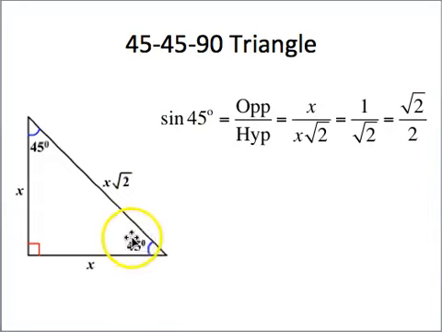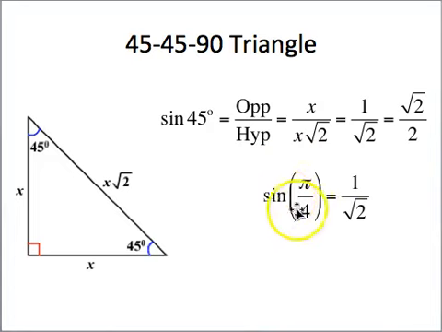So if we're going to use this 45, opposite over hypotenuse, x over x root 2, that becomes 1 over root 2, which is what I prefer, frankly. But if you rationalize the denominator, multiply the bottom by root 2 and the top by root 2, you get root 2 over 2. So be prepared for either version. In radians, 45 degrees is pi over 4. So we'll say the sine of pi over 4 is root 2 over 2, or the sine of pi over 4 is 1 over root 2.